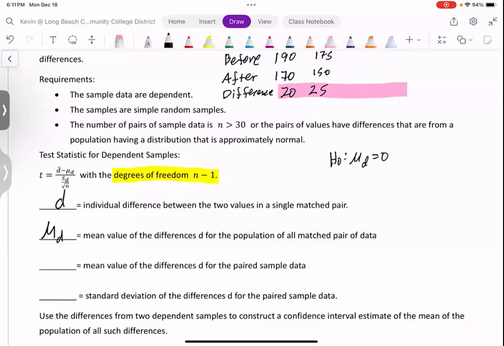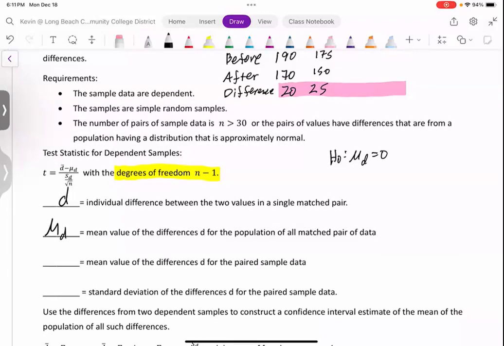We're going to assume that there is no difference, meaning the weight loss program, we're assuming it's not going to work. If you say that it does work, then you need to provide evidence that it does. The mean value of the differences of the sample is going to be D bar. And then the standard deviation for the sample is going to be S sub D. And you can see in our test statistic here that we're using all of these as part of this.